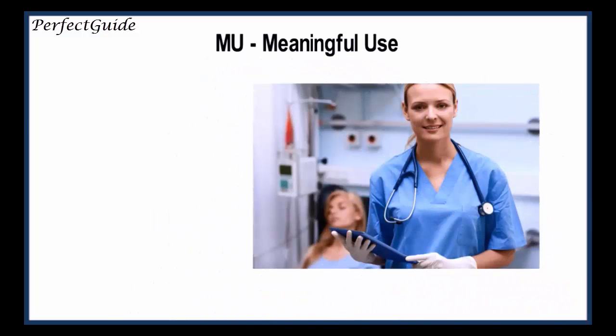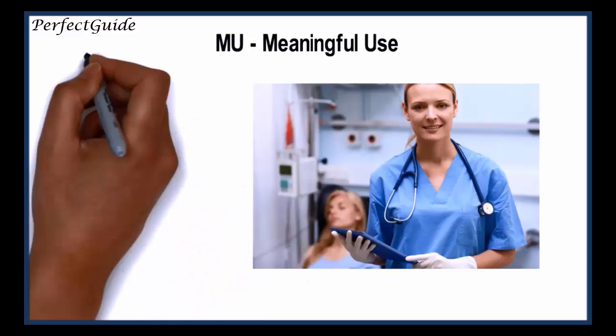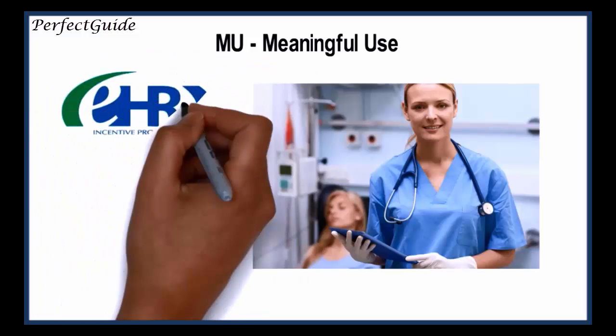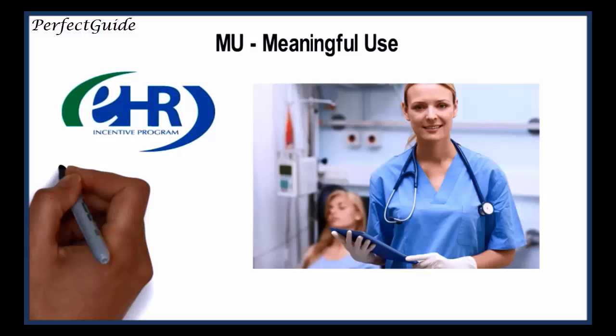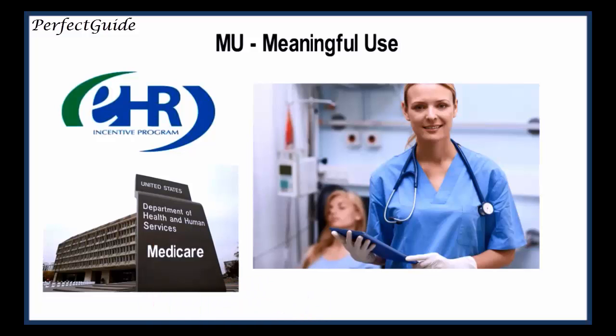MU is Meaningful Use. MU is a government program designed to encourage providers to adopt electronic health records and optimize their use. The Meaningful Use EHR Incentive Program proceeds through 3 stages over 6 or more years, with different requirements for individual providers and hospitals. The Medicare program is administered by the United States Department of Health and Human Services. The Medicaid program is administered by individual states.